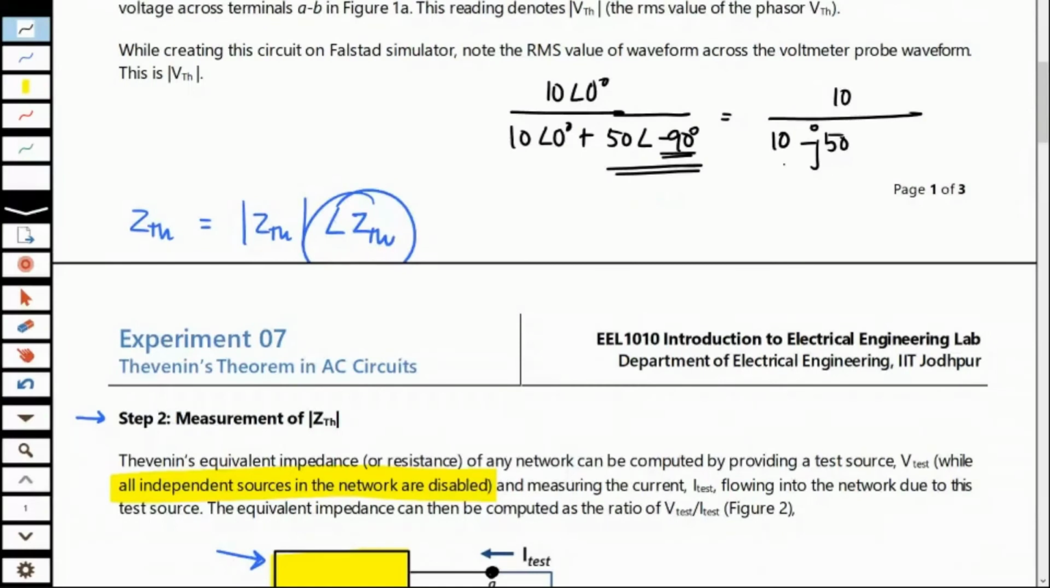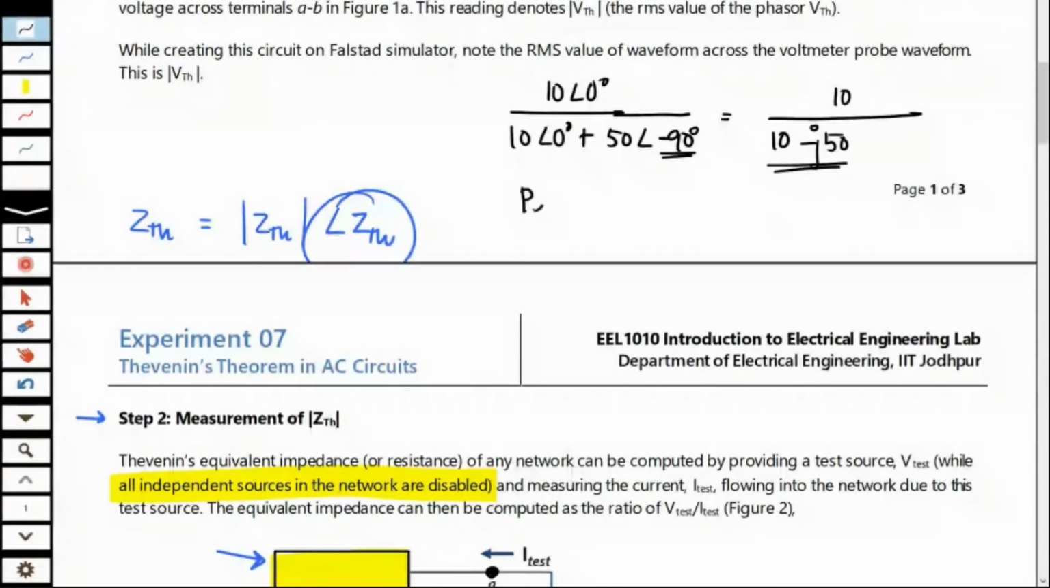Now you have to calculate this, right? The numerator is only one value, but for the denominator you have to find the magnitude, root of 10 squared plus 50 squared, and the angle becomes minus tan inverse of minus 50 by 10. Right? This would be in the denominator, but then it will go up and the angle will change its sign. By doing this you have to get the final magnitude and angle. This was just an example.